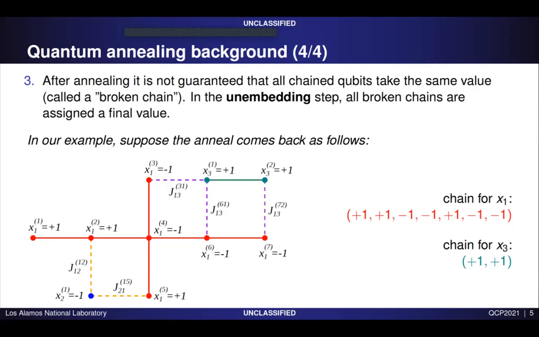For our example, the red chain is broken and the green chain is not broken. The chain strength we use to construct the embedded problem is important because if the chain strength is too small, then many chains will be broken. On the other hand, if the chain strength is too large, then the chains may not be broken, but the solution quality will be low.